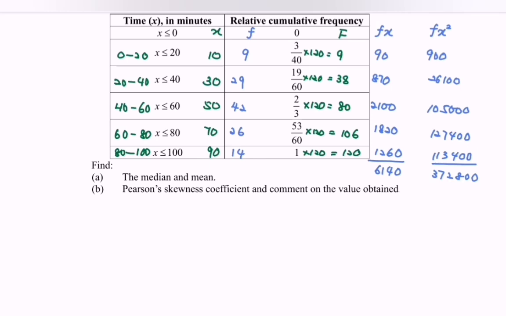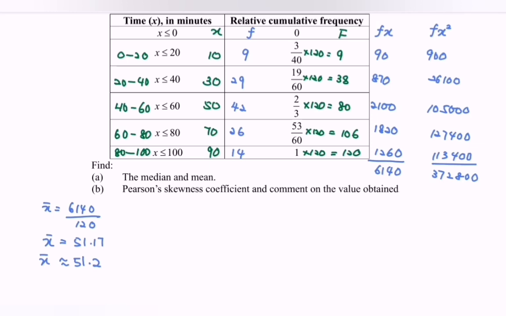Next, kindly find the median and the mean. First we find the mean. We have the summation 6140 divided by 120. So the mean will be equal to 51.17. If we round off to 3 significant figures, we have 51.2.